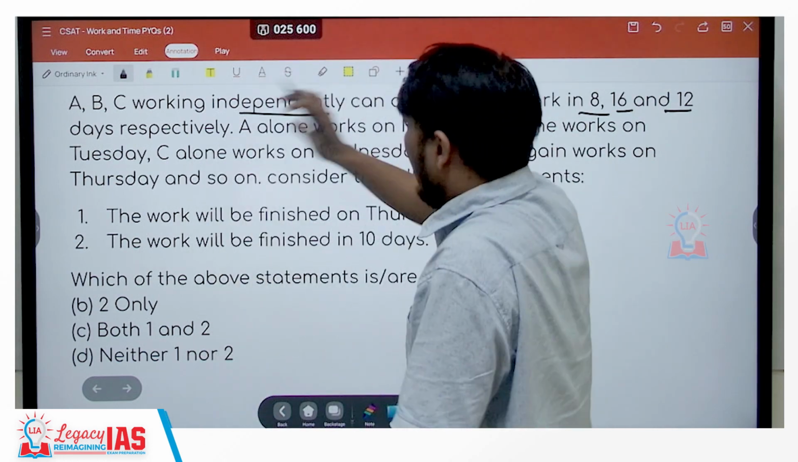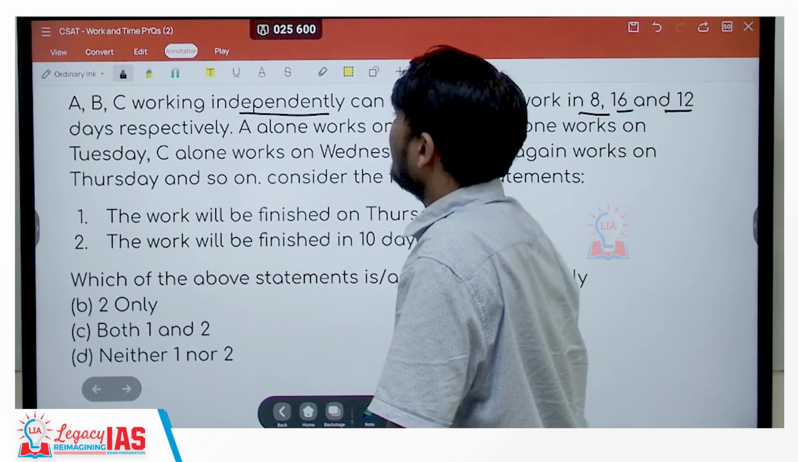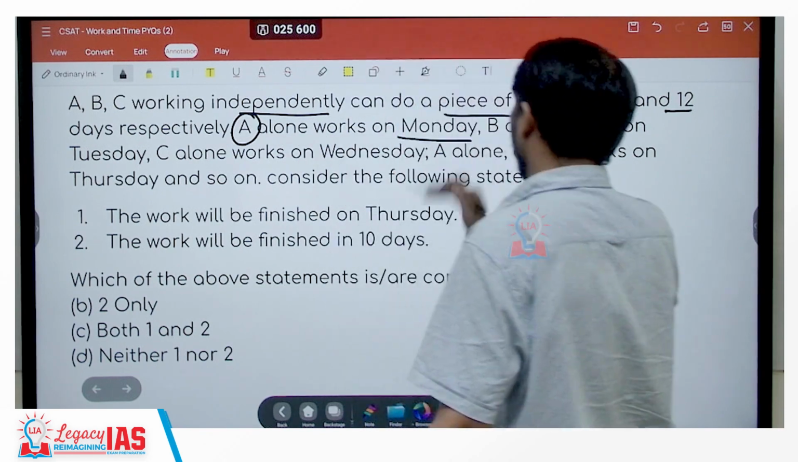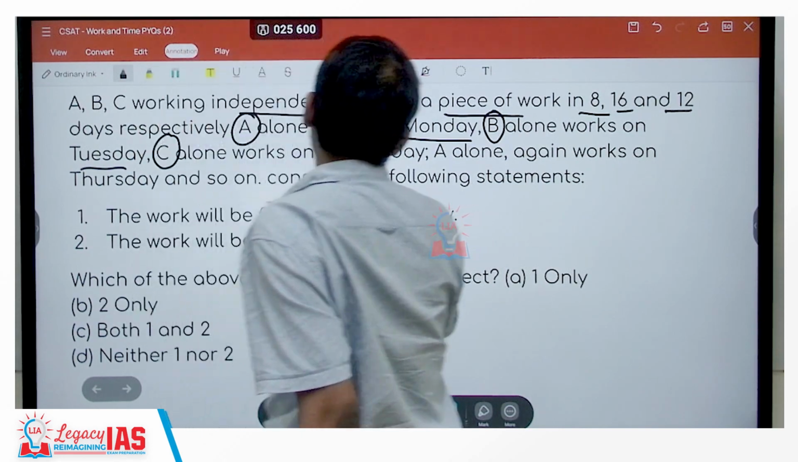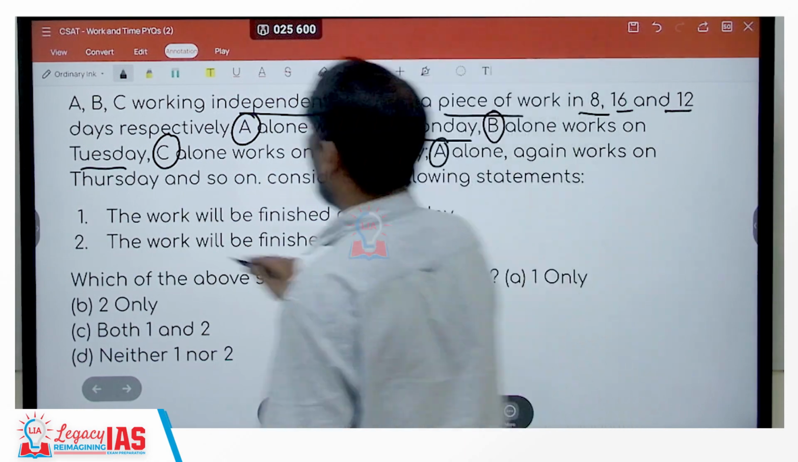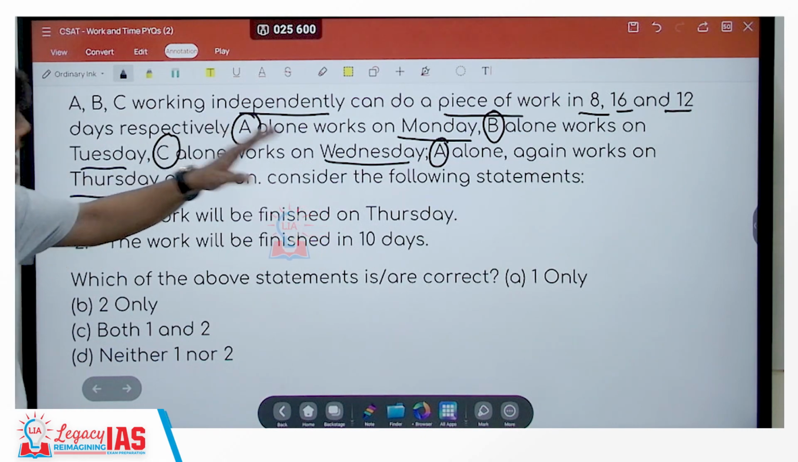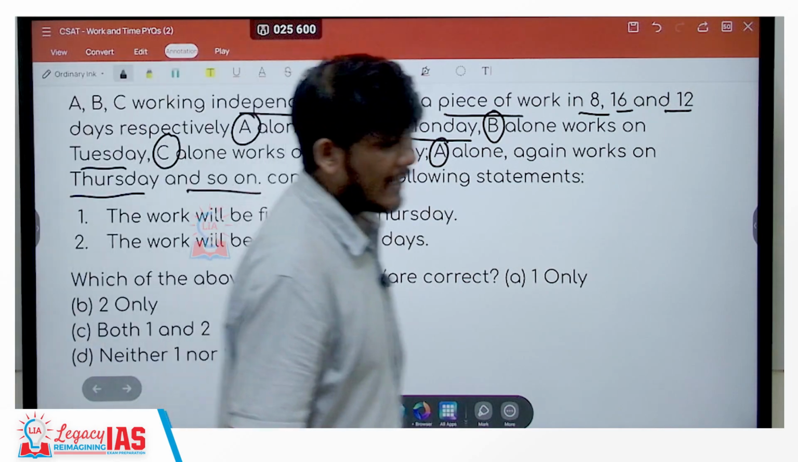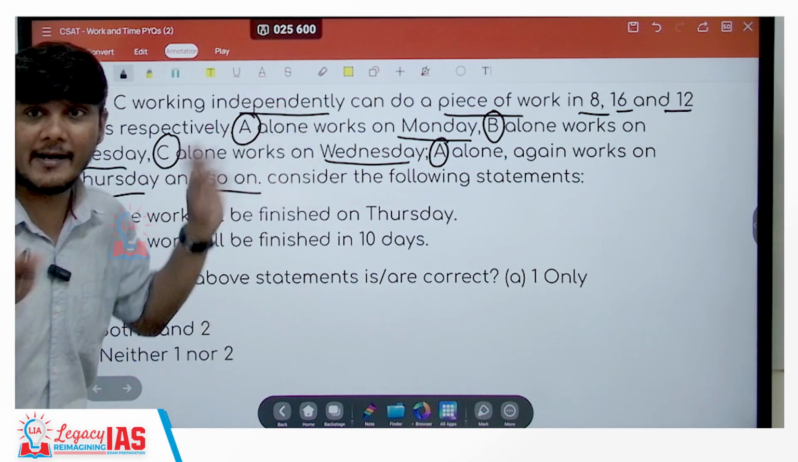Let's see. ABC working independently can do a piece of work in 8, 16 and 12 days respectively. A alone works on Monday. B alone works on Tuesday. C alone works on Wednesday. Clear? Then A alone again works on Thursday. So when their turn is over, it gets repeated. So on Thursday again A is working, and so on. That means on Friday B, Saturday C, and then that turn is over, then Sunday again A will work. Clear? There is no holiday mentioned. Alright?